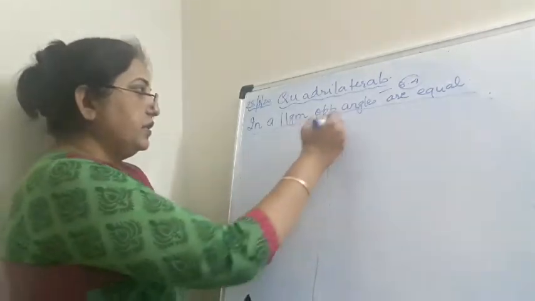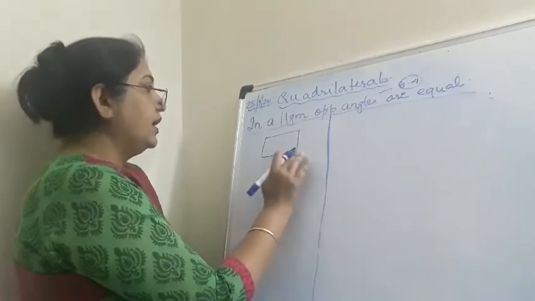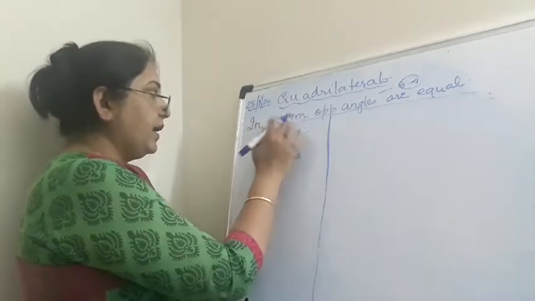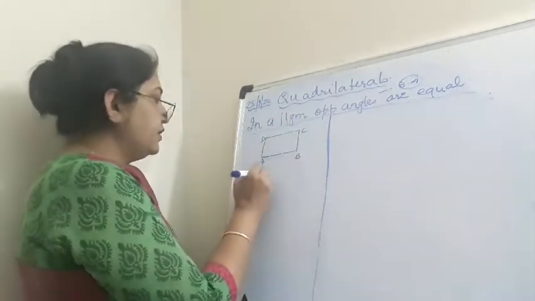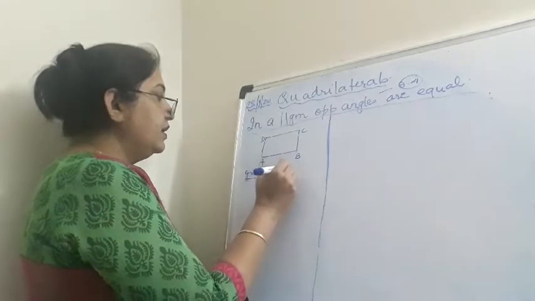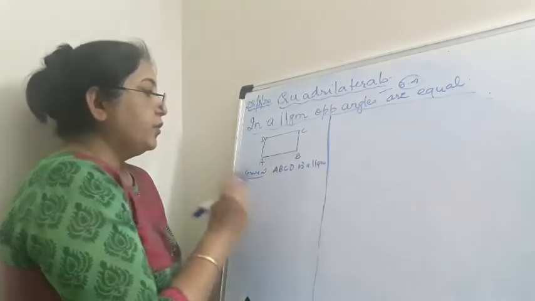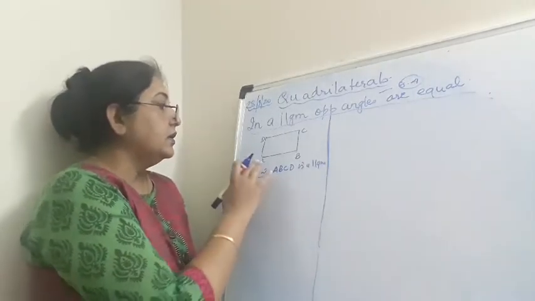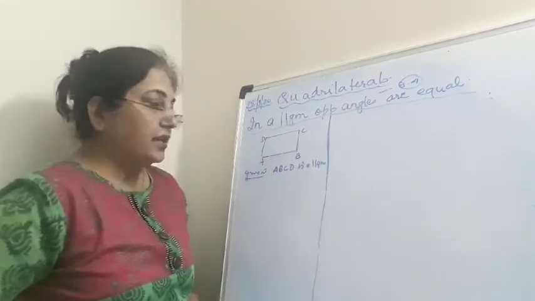So let's begin. For this, we'll draw a figure, A, B, C, D. Now in a parallelogram, so that means this is a parallelogram. So it is given that ABCD is a parallelogram. And you know the properties of the parallelogram. Number one is the opposite sides are parallel, and the adjacent angles are supplementary.